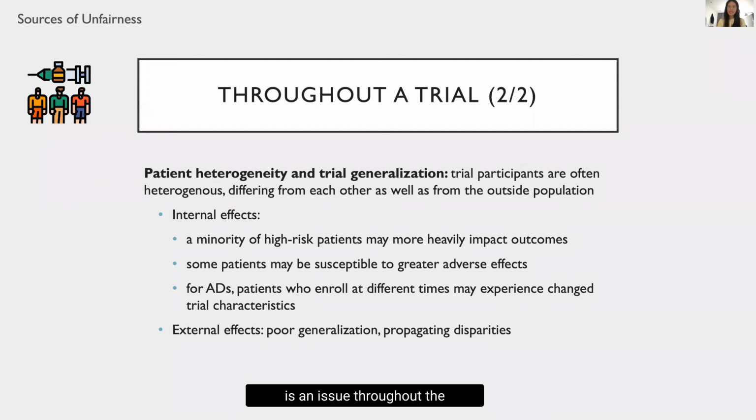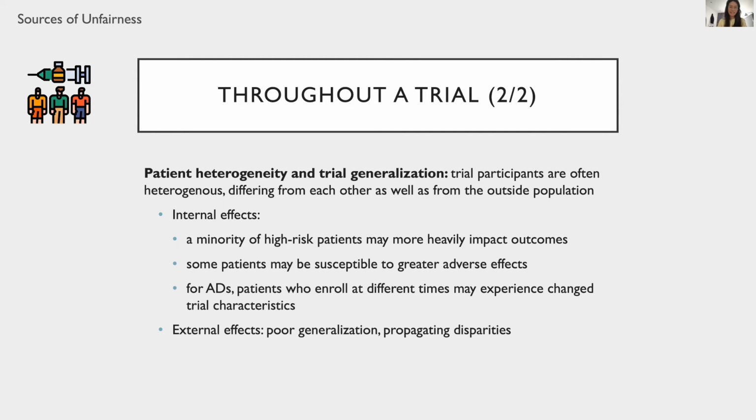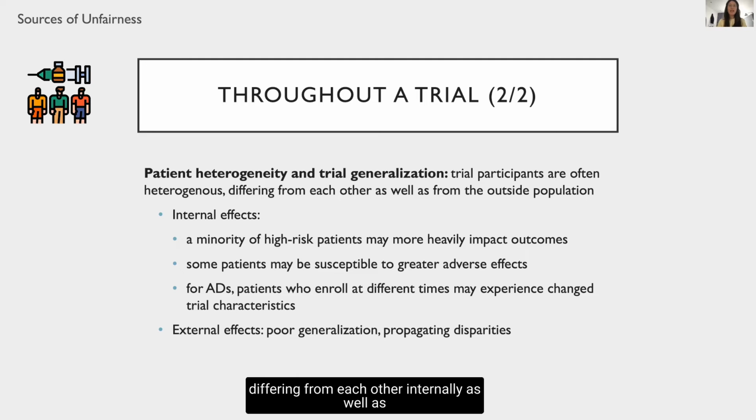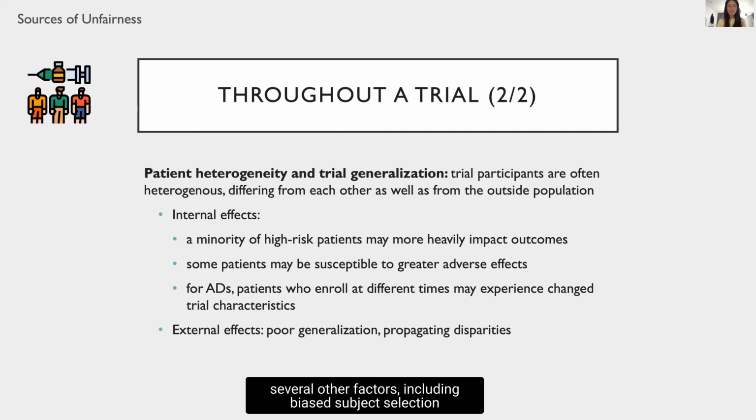Patient heterogeneity is an issue throughout a trial that also affects generalizability. Participants of a clinical trial are often heterogeneous, differing from each other internally, as well as externally differing from the outside population. Patients suffering from the same general conditions may have diverse health characteristics and levels of health risk. Heterogeneity may also be the result of several other factors, including biased subject selection practices or differing patient risk preferences.